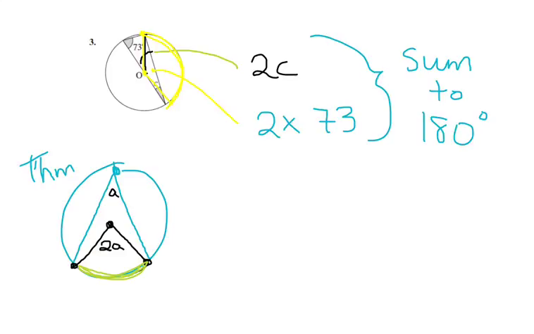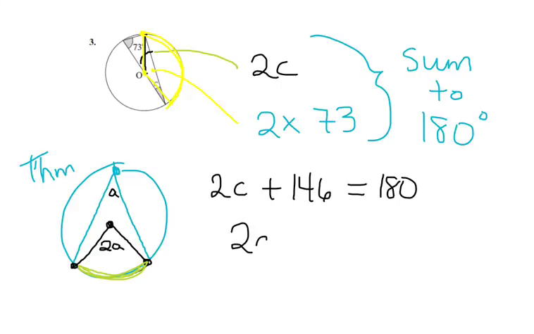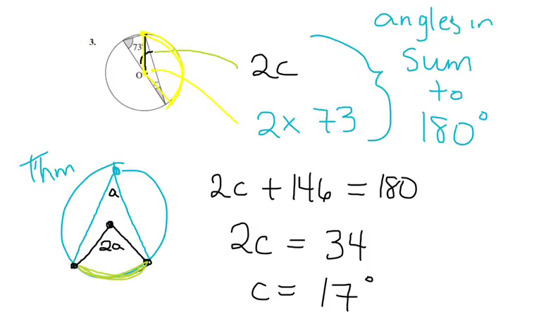So let's work out our equation. 2C plus 146 equals 180. Subtract 146 from both sides. So 2C equals 34. C must be 17 degrees. And that makes sense looking at my picture as well, because C is very small. So here we used Theorem One twice, and we also used the fact that a straight line adds to 180. So this is angles in a line. And over here, both of these things were Theorem One.